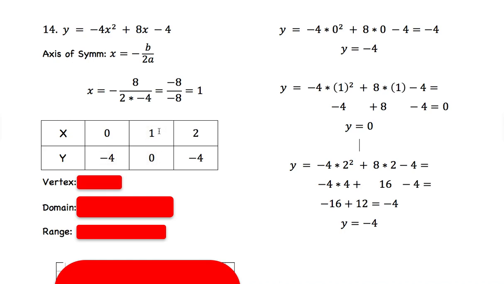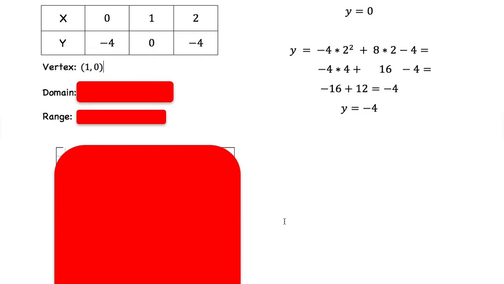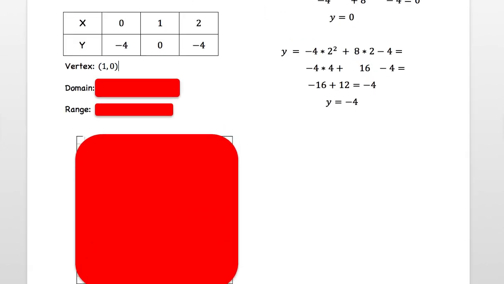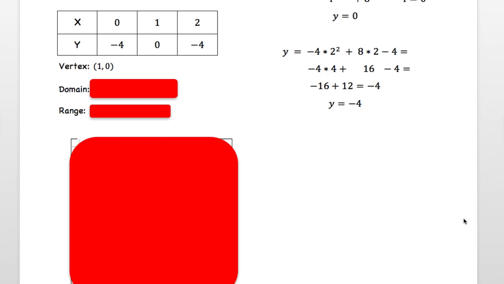Our vertex is from our center coordinates, the 1 and 0. So, I did leave it at -16. I don't know why I did that. So our vertex is at 1, 0. And our two other points are 0, -4, and 2, -4. Let's make this not that small. There we go. I can make it a little bit bigger.